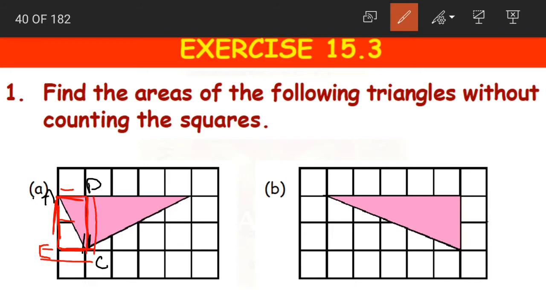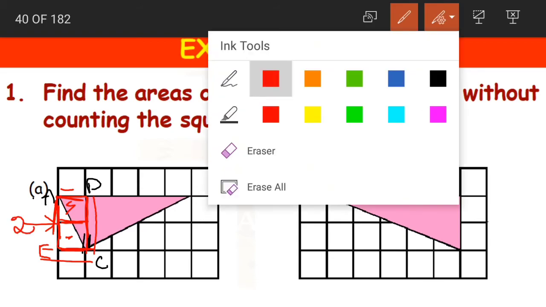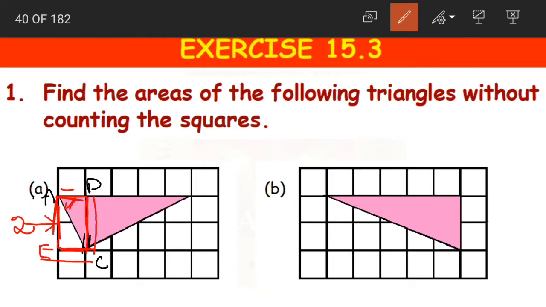ADCE. We have our rectangle ADCE. So the area of our rectangle becomes, how many squares is it occupying? 2 squares. So the area of the rectangle is 2 square units. But do we want the area of the rectangle? No. We want the area of our triangle that is inside. See, we want the area of this triangle.